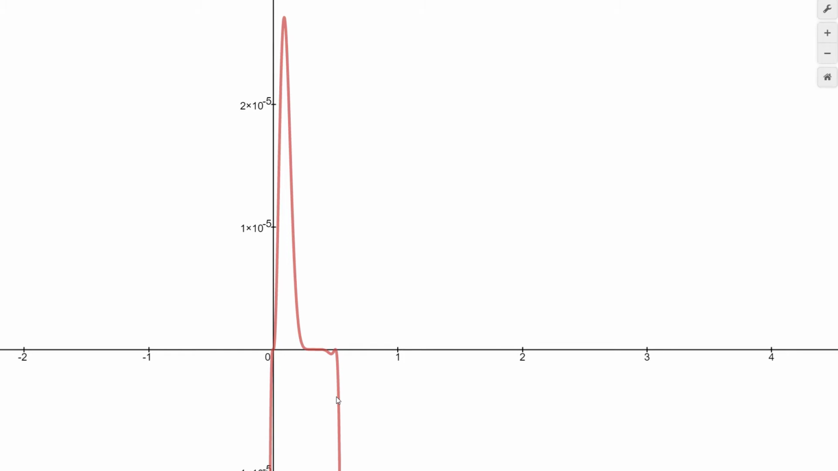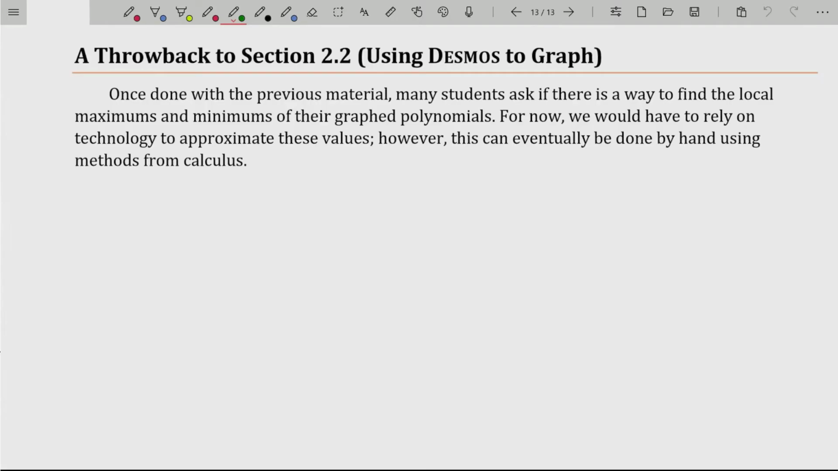So calculus gives us a lot of power. Unfortunately, it takes a while to get to that point. That power doesn't happen until you're about 80% of the way through Calc 1. Anyhow, that's what I'm saying here. Once done with previous material, many students just ask if there's a way to find the local maxes and local minimums, because that's what we did way back in section 2.2. And the answer to that is you'd have to use technology. It's the only way you could do it right now, unless you have calculus.